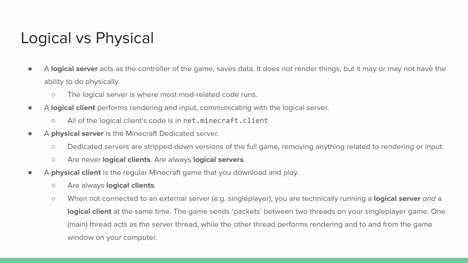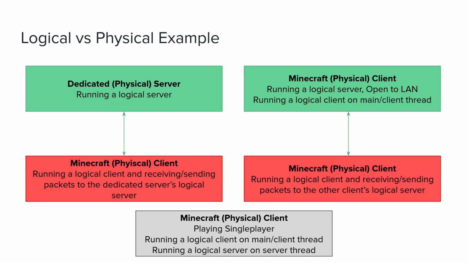And the game communicates between those two threads. So one thread runs the logical server, one runs the logical client. They communicate between those two threads, basically using the packets, the same packets that I described in networking, but it doesn't actually use like a socket or anything like that. But they have to communicate with each other. So a little example of this if you're confused.